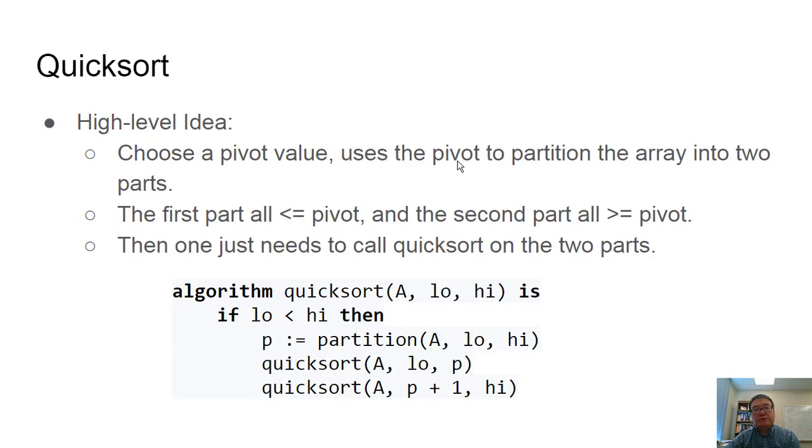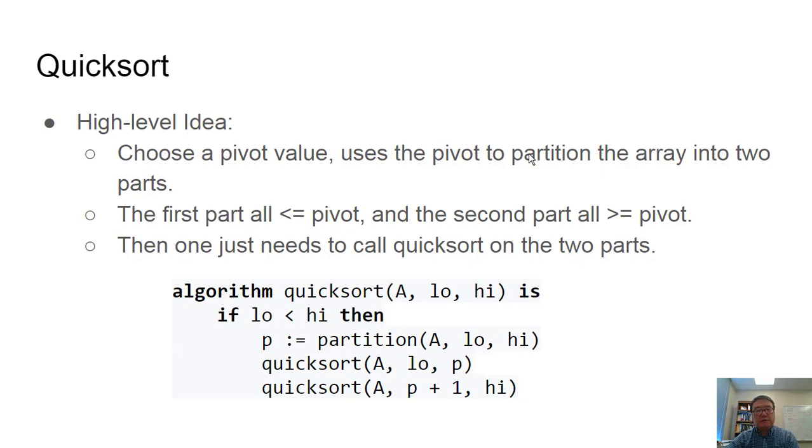And then we use this pivot to partition the array into two subarrays. We want to have the property that the first subarray, the first part, all the values in there are less than or equal to pivot. And the second part, all the elements in them are greater than or equal to the pivot value. So once we've done this partition step, then we just need to sort the two subarrays. If they are both sorted, then the whole array will be sorted because of the partition.